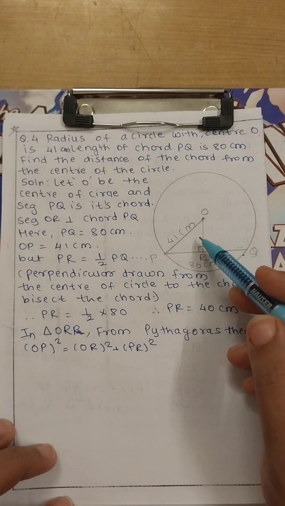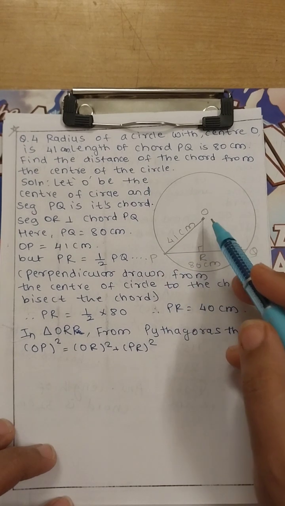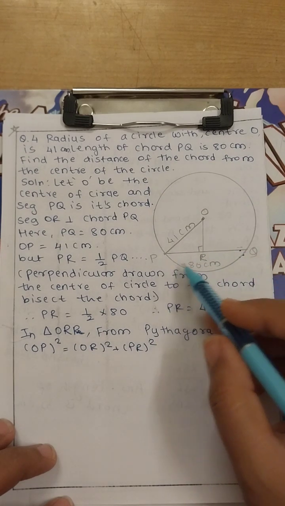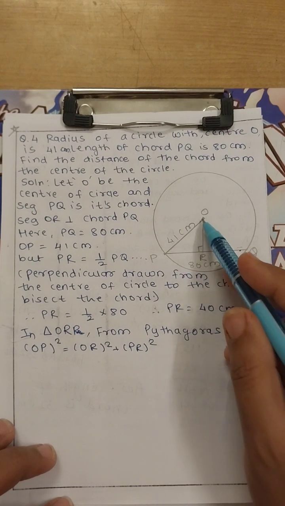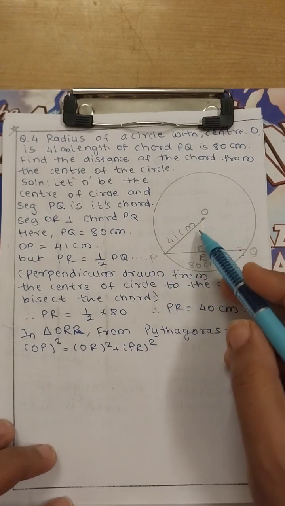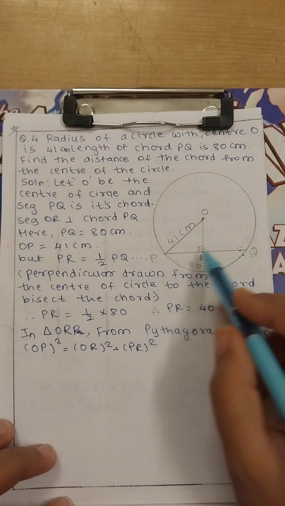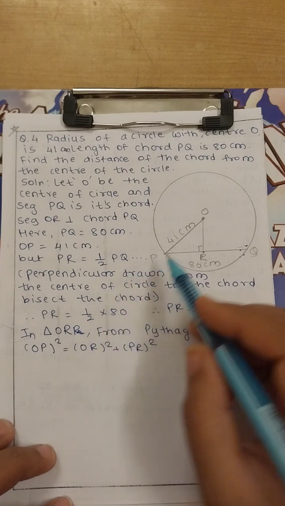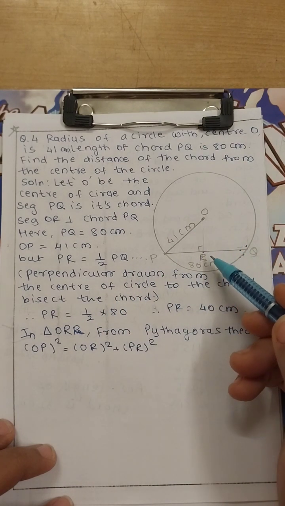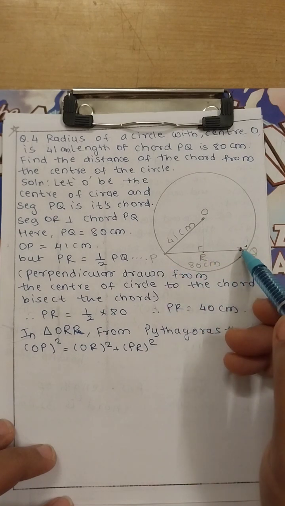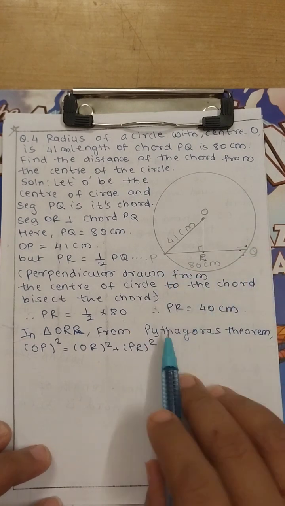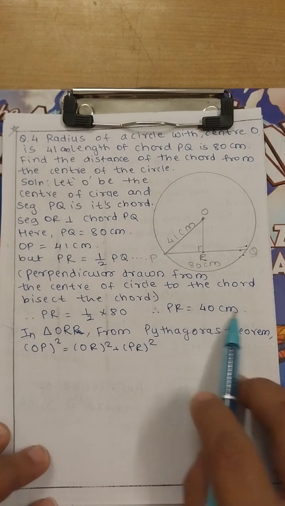Let O be the center of the circle and PQ is the chord. Segment OR is perpendicular to chord PQ. Here PQ is 80 centimeter. OP, the radius of the circle, is 41 centimeter. But what is PR? It is half of PQ, because, you should write down the reason over there, the perpendicular drawn from the center of a circle to the chord bisects the chord. Therefore, PR is equal to half of 80, so PR is equal to 40 centimeter. Are you getting?